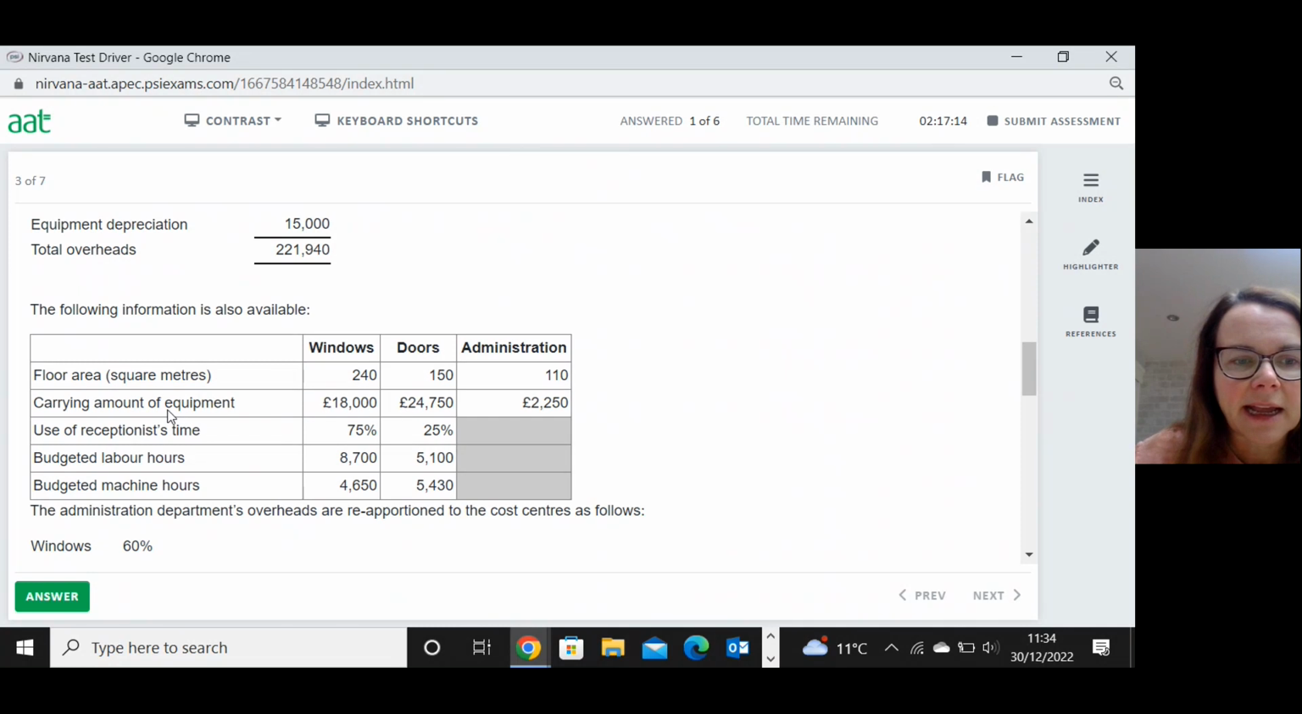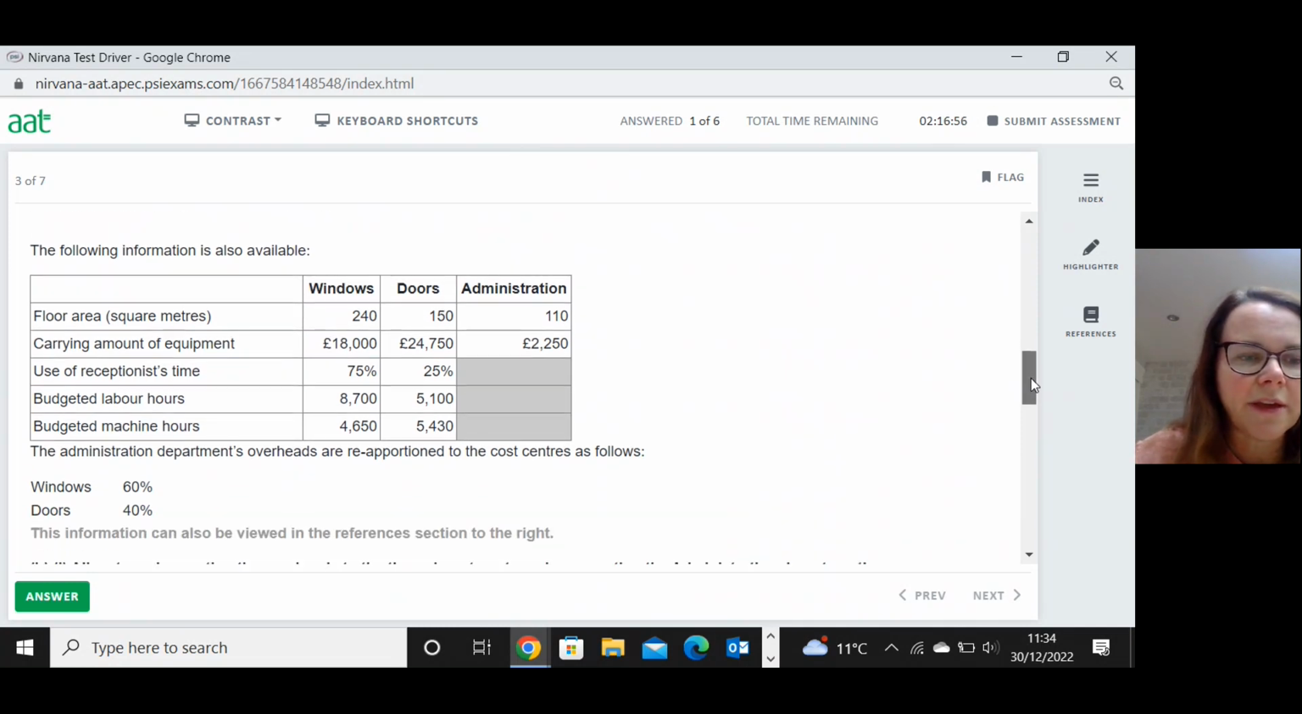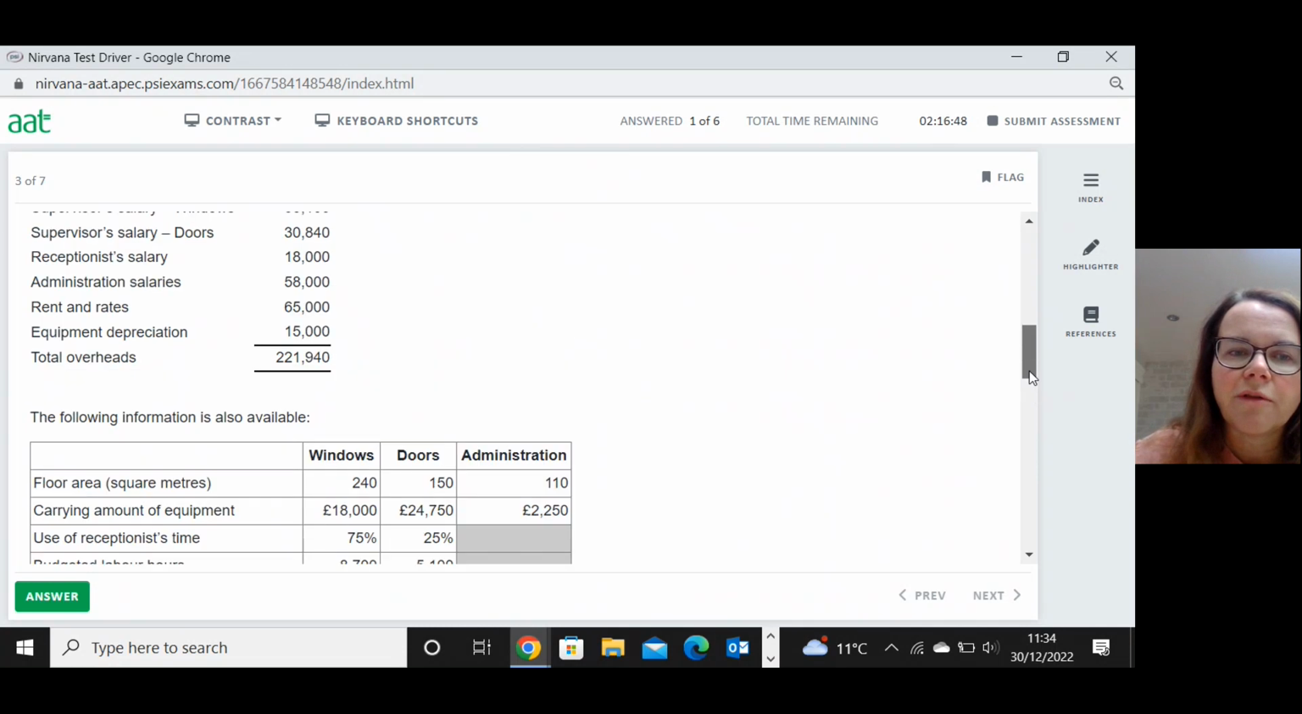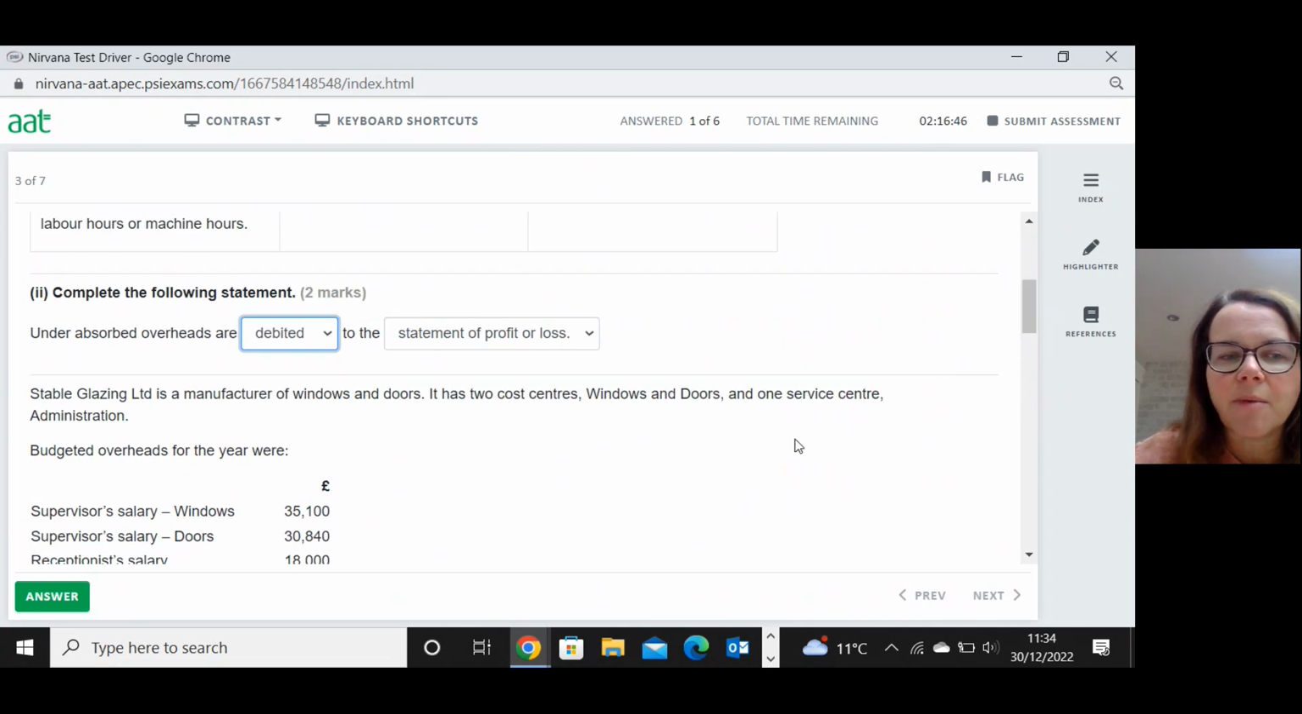Well, floor area, carrying amount, use of receptionist time between the 3 departments. And I've also been given budgeted labour and budgeted machine hours. So that's not used for allocating and apportioning, but it might be relevant later on. Also told that the administration department's overheads are reapportioned 60% windows, 40% doors. So remember that our aim with these situations is to get all of the overheads into the production or cost centres, windows and doors.